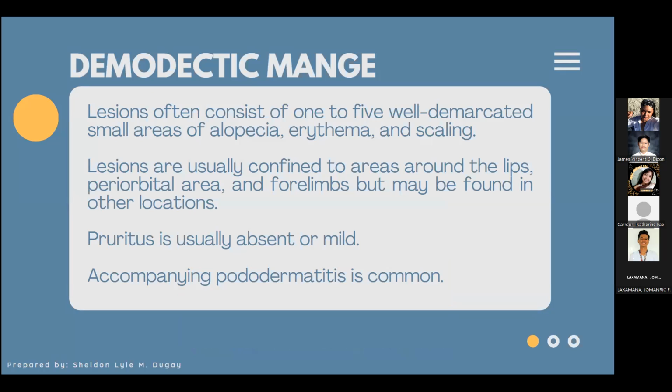And then yung mga lesions niya is often consists of 1 to 5 well-demarcated small areas of alopecia, erythema, and scaling. Lesions are usually confined to areas around the lips, periorbital area, and forelimbs, but may be found in other locations. Pruritus is usually absent or mild. And then yung pododermatitis is very common. May picture ata ako dito.